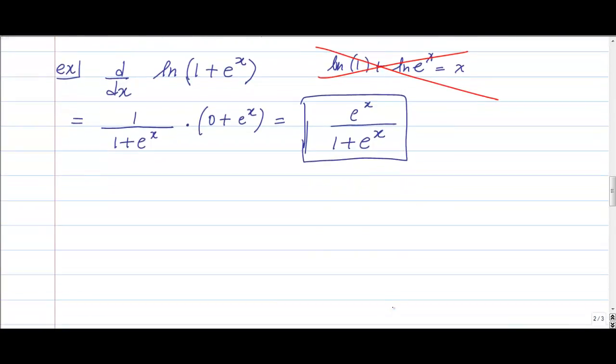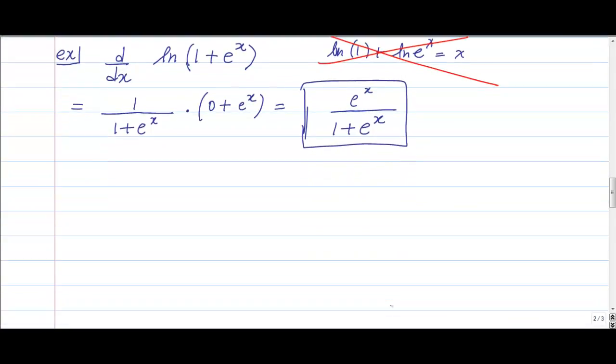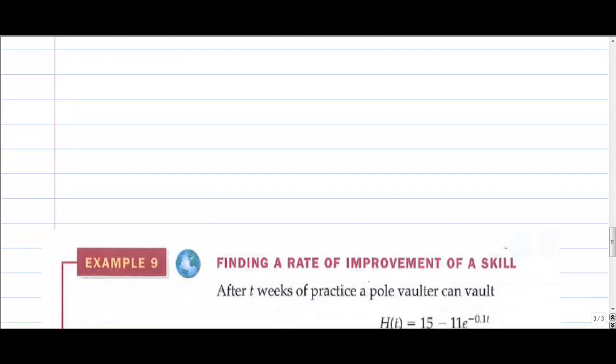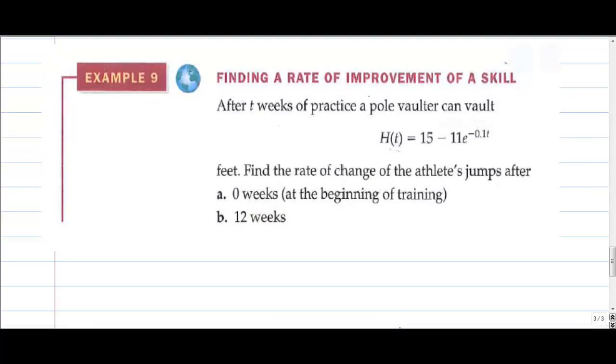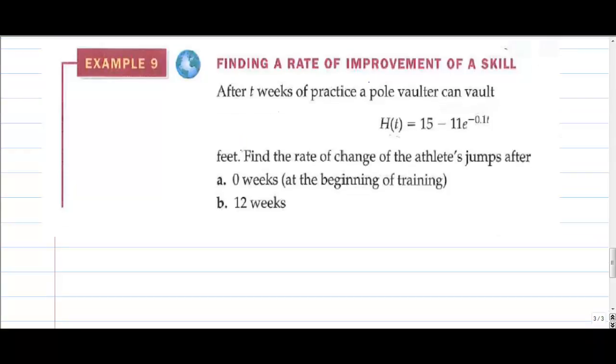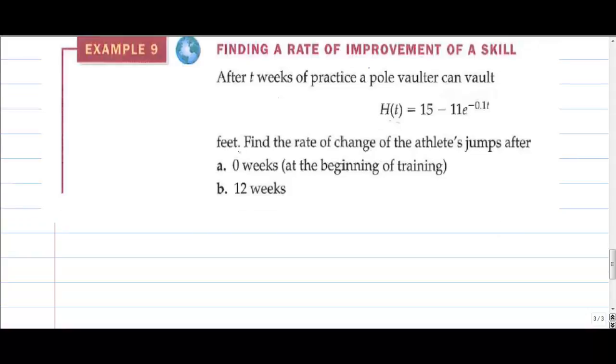Okay, so do more practice problems, as many practice problems as you can do. Okay, let's do an example. This is example 9 in your book, section 4.3. After t weeks of practice, a pole vaulter can vault 15 minus 11 e to the negative 0.1 t feet. Find the rate of change of the athlete's jump.